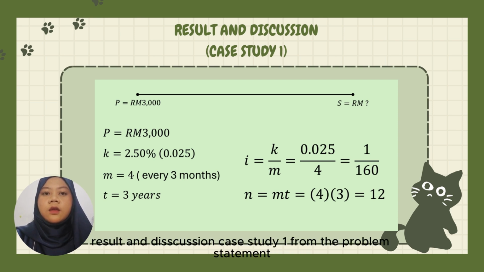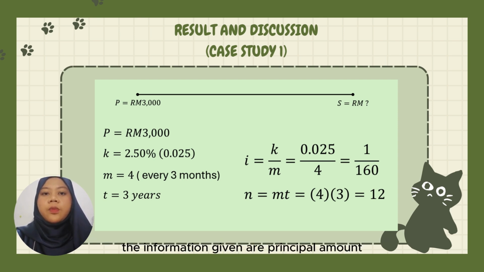Result and discussion. Case study 1. From the problem statement, the information given are principal amount or P equal to RM3,000, annual nominal rate or K equal to 2.50% or 0.025, frequency of conversion or M equal to 4, in brackets every 3 months, time length or T equal to 3 years, periodic interest rate or I equal to K over M equal to 0.025 over 4 equal to 1 over 160. Number of interest periods or N equal to M times T equal to 4 times 3 equal to 12.